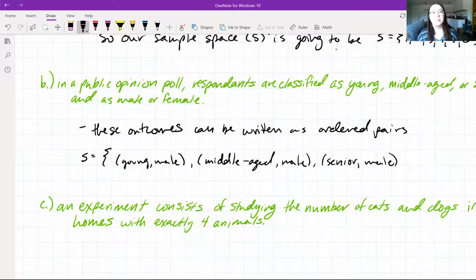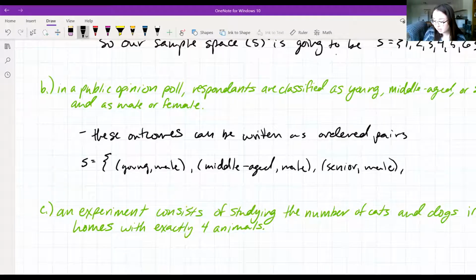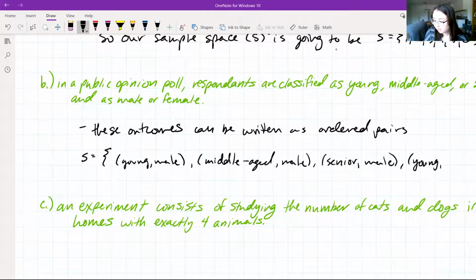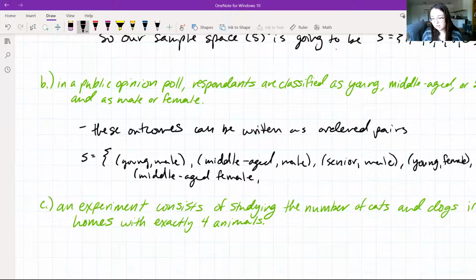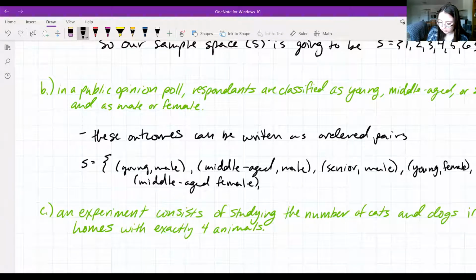Now we've established one gender, male, with every category of age that we have. So now we do the same thing for female. We can take a young female, a middle-aged female, and a senior female. Oh, there we go.